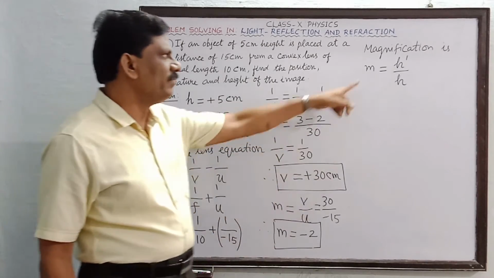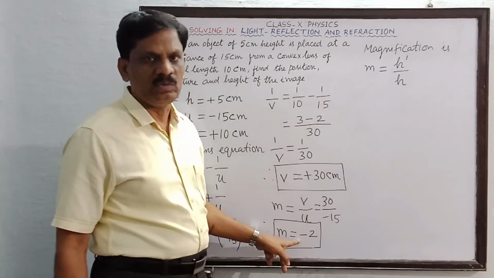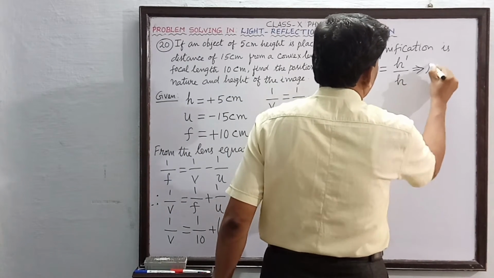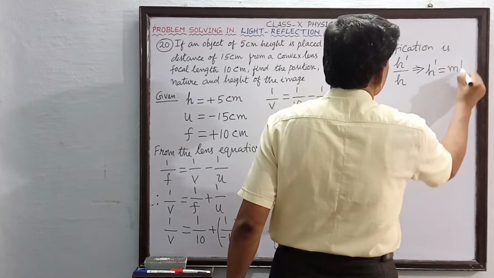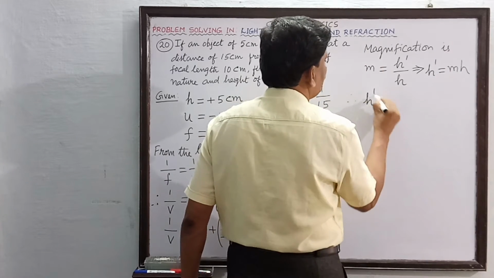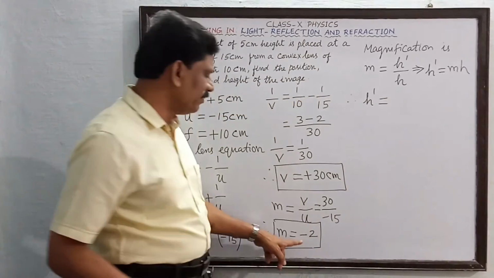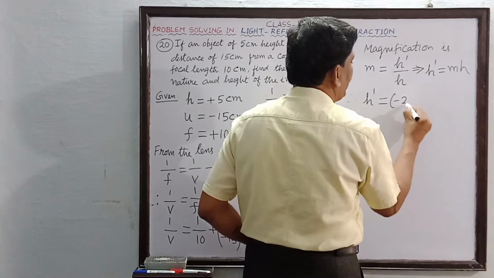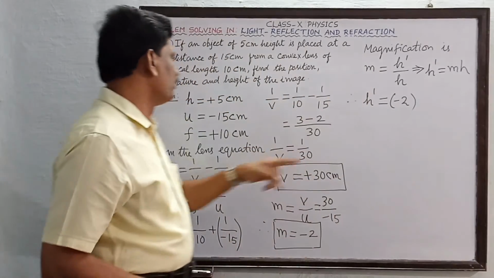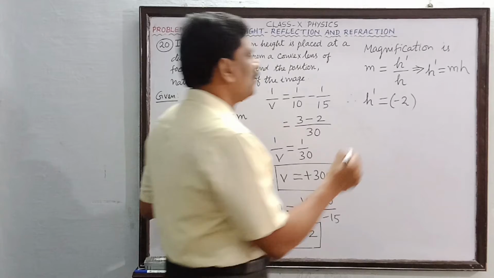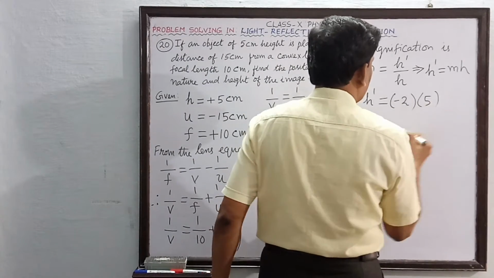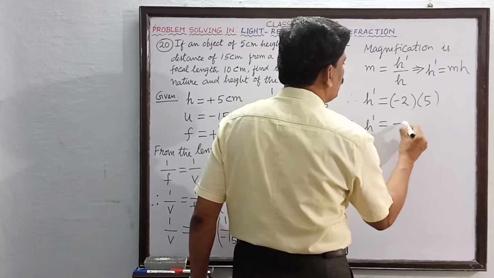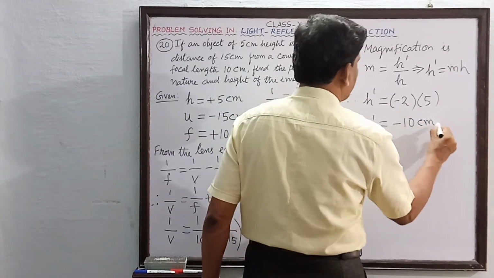So instead of m, I can substitute minus 2. This also implies h dash is equal to m into h. Therefore h dash is equal to minus 2 multiplied by plus 5. 5 twos are 10 with a negative sign. Therefore h dash is equal to minus 10 centimeter.